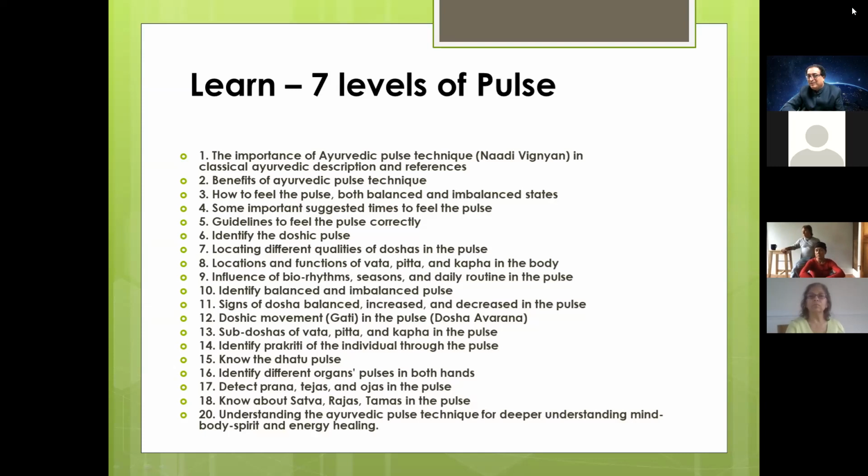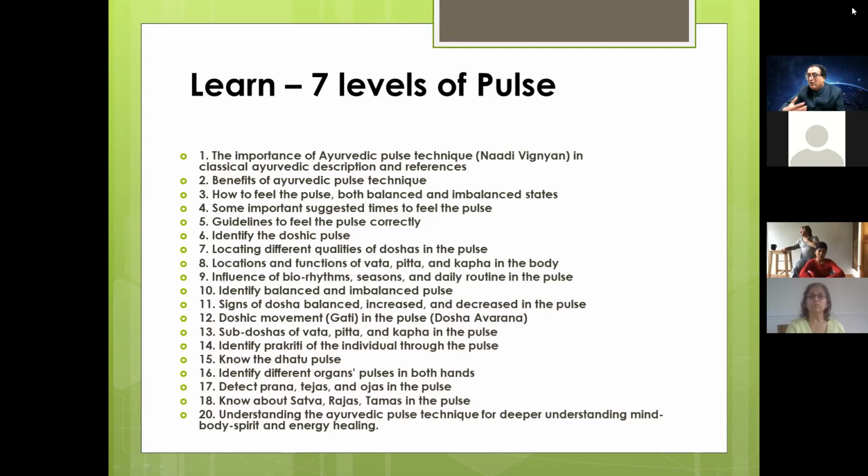Plasma, blood, muscles, bones, bone marrow, adipose tissue, and reproductive tissue, particularly in females and males, Shukra and Artava. These are the qualities we will also learn. Where to feel the pulse we will also learn. And again, we also identify the various organs in the pulse.